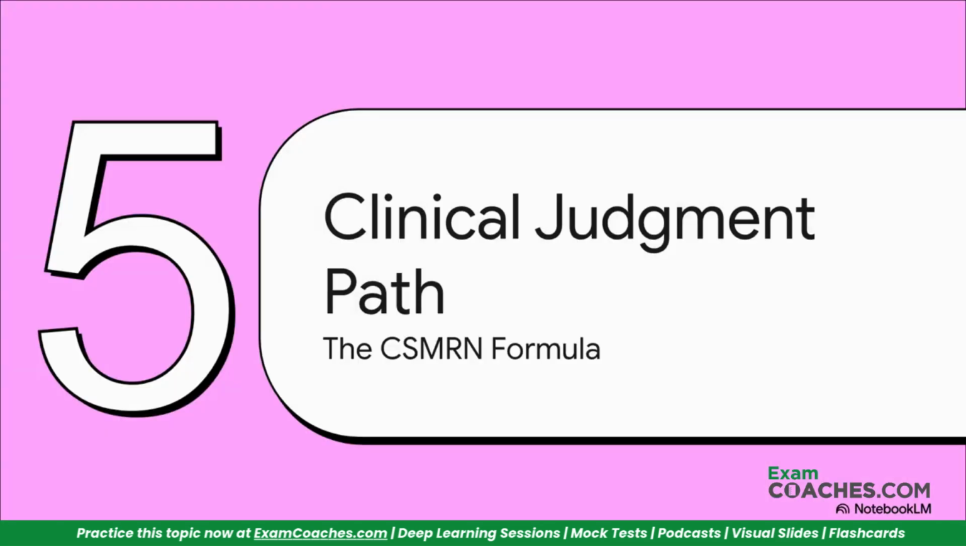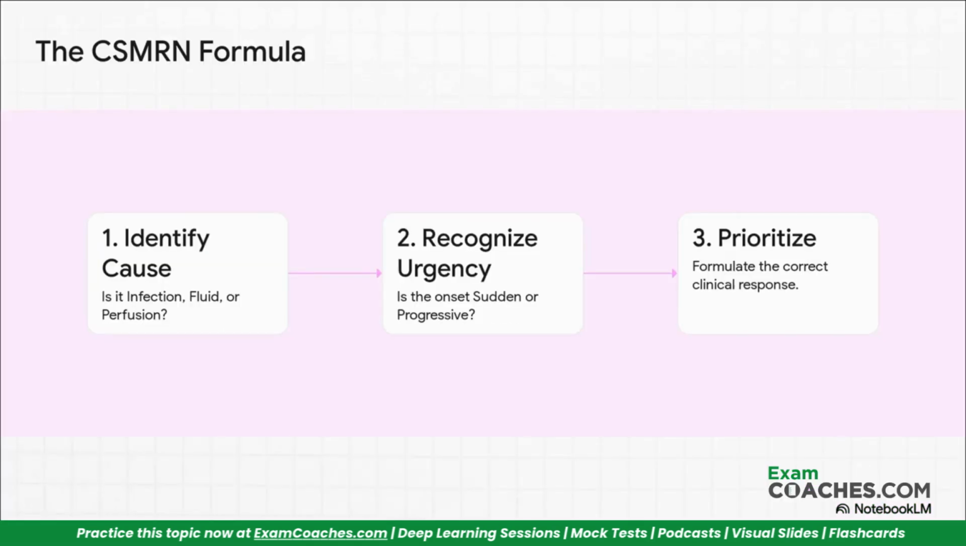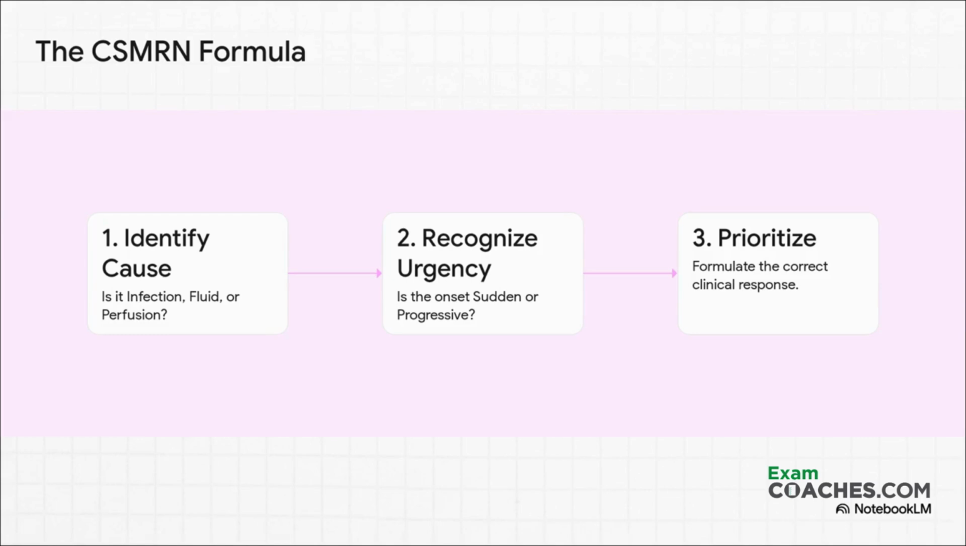So let's pull all this together. How do you make this a repeatable process, something you can rely on during an exam or a real-life code? Well, it all boils down to a really simple but powerful formula. Here it is. It's a three-step process. First, you identify the cause: infection, fluid, or perfusion. Then, you recognize the urgency. Is this sudden or is it progressive? And once you know those two things, you can prioritize your response. That's it. That's the path to solid clinical judgment.